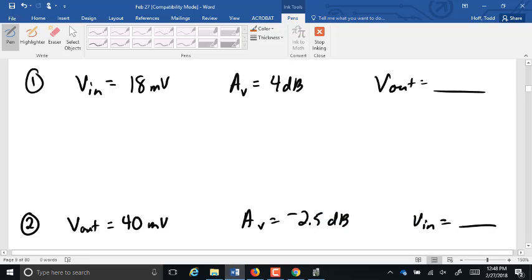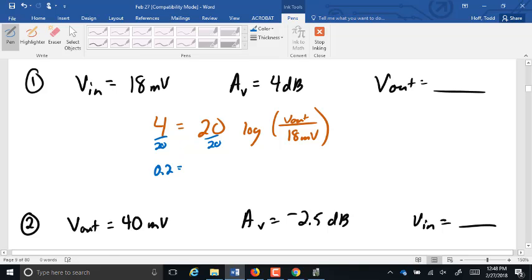So for this first one, we have that gain of 4 dB. What's going to be different in our formula here? It's 20 because we're going off of voltage instead of off of a power. So 20 log, looking for V out over 18 millivolts. Divide by the 20, we got 0.2 equals log. I'm just going to label it, we'll go V out over 18. We're going to drop the millivolts.